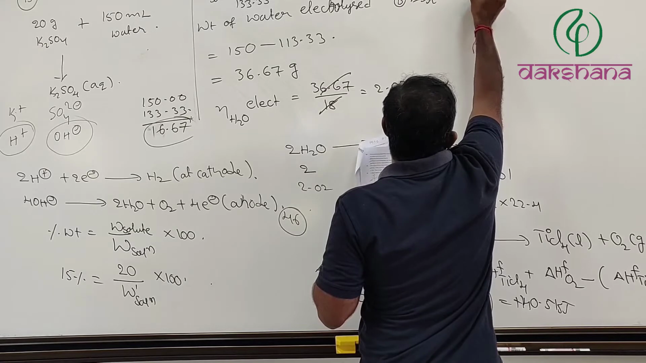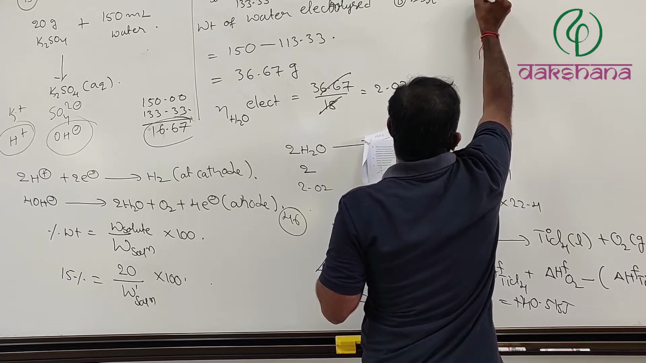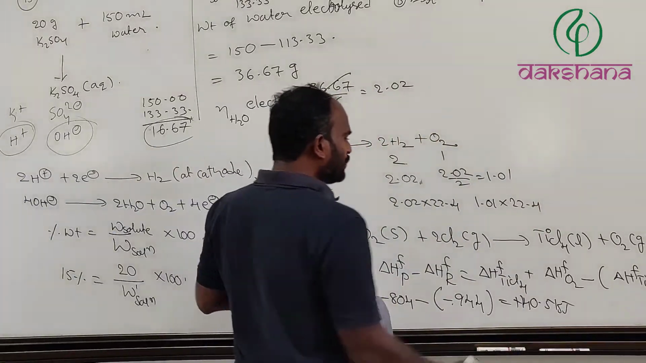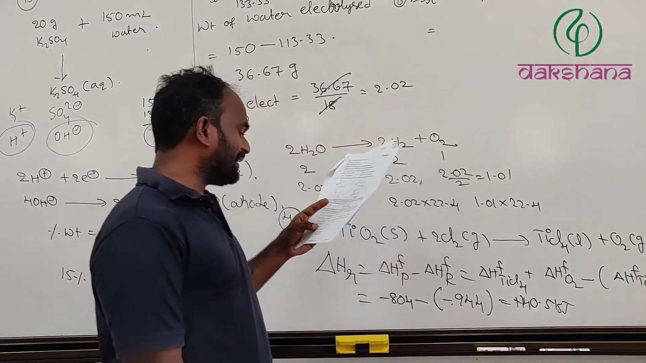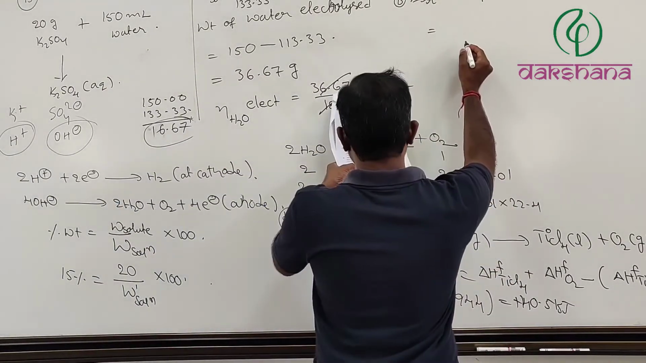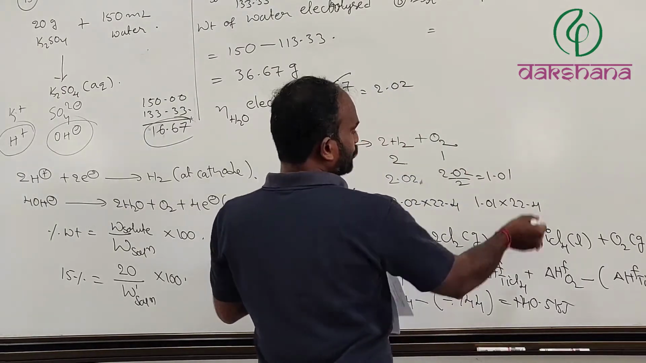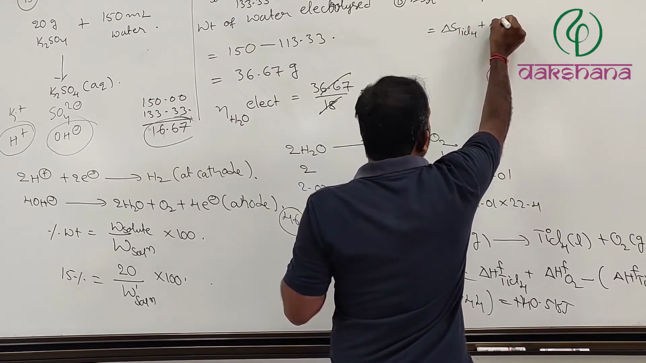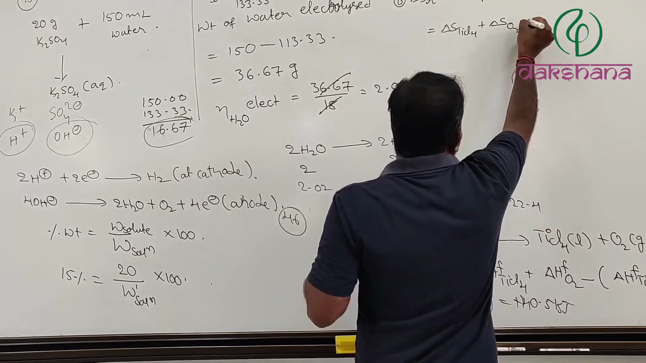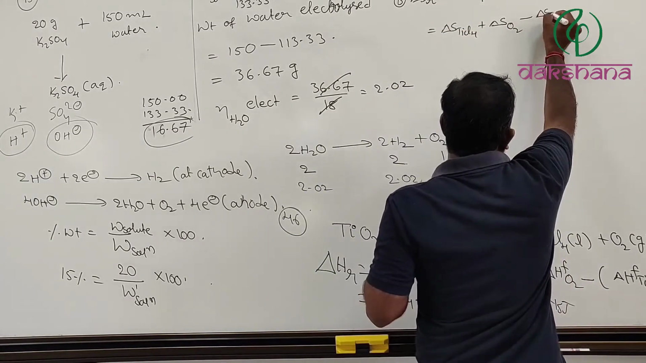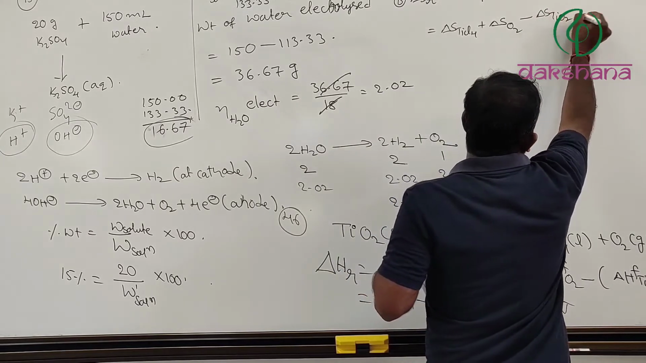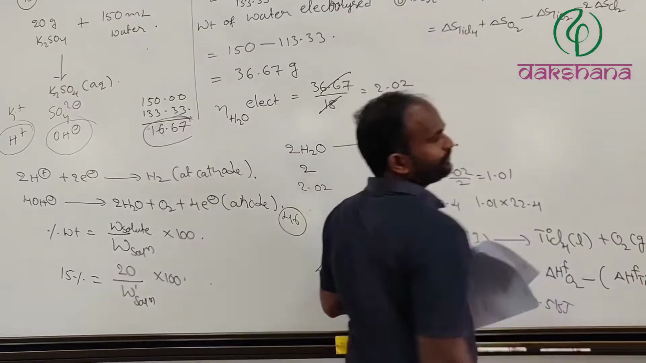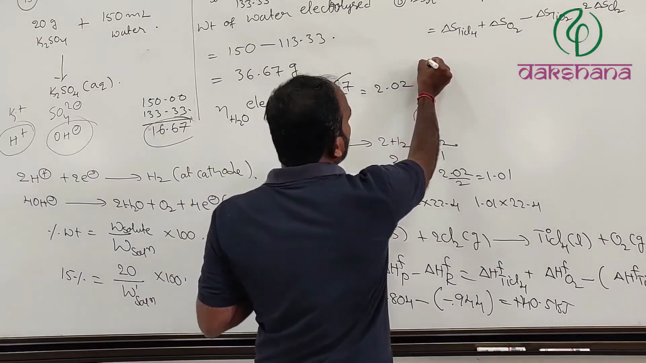For this delta S of reaction, we have to take it in the same manner: delta S of products minus delta S of reactants. If we calculate here, delta S of products is delta S of TiCl4 plus delta S of O2 minus delta S of TiO2 minus 2 into delta S of Cl2.